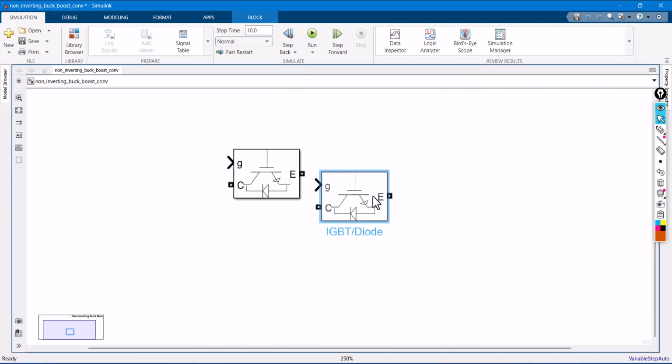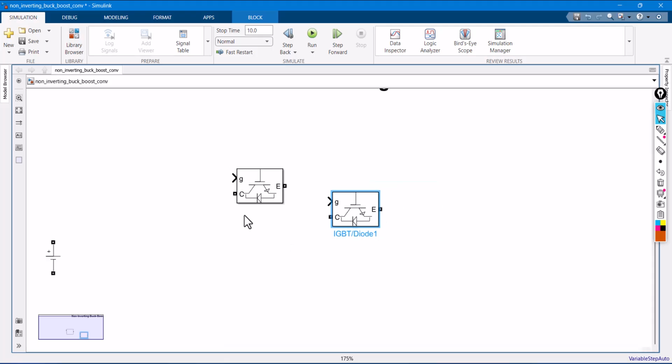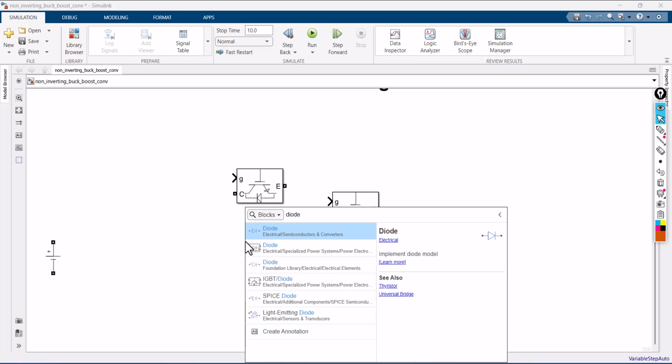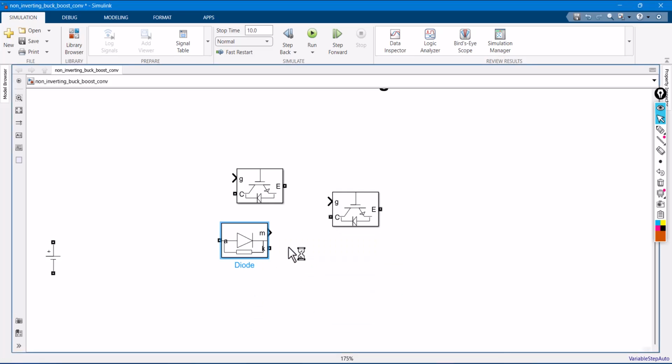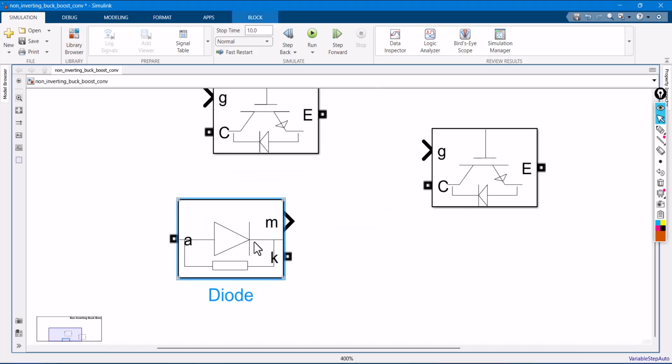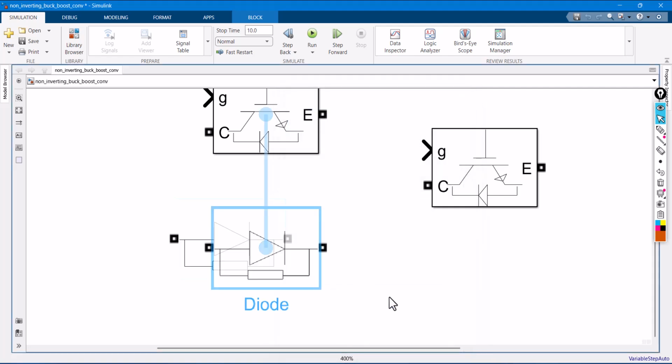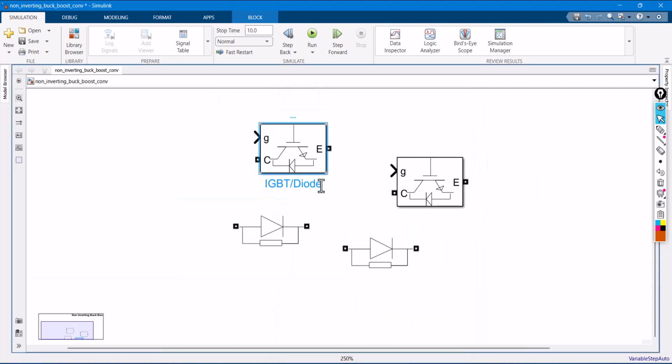Similarly, I want two switches. And I need a diode. Here also I don't want the M port, so I'm disabling the M port. It's nothing but a measurement port. So let me rename this switch and diode. This is the boost switch. This one is the buck switch.